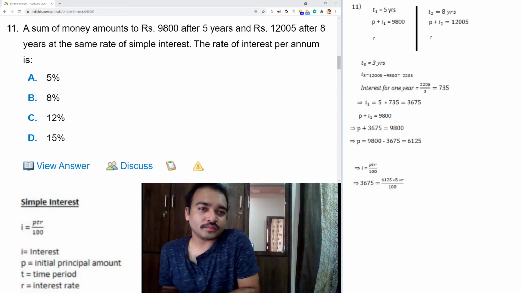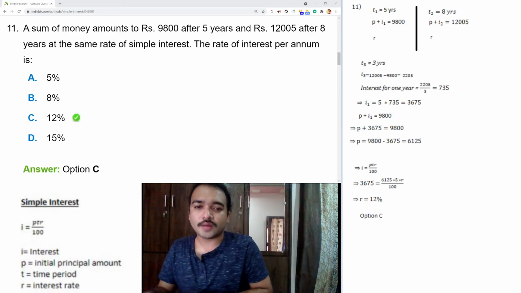3,675 equal to P is 6125 into T 5 years R by 100. If you simplify, we get R as 12%, which is option C. Option C is correct.